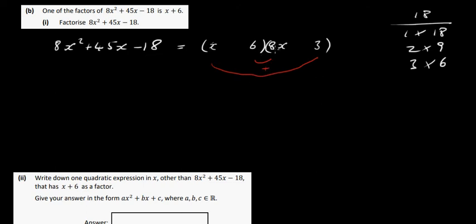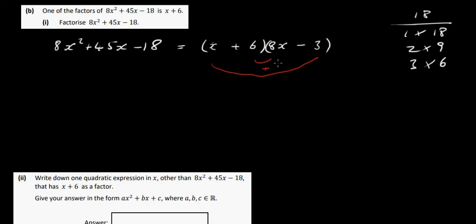So 6 eighths will give me 48. 3 times 1 will give me 3. So this one here has to be plus, this one here has to be minus. So let's just run through the checks here. x times 8x will give me 8x squared. Plus 6 times minus 3 will give me the minus 18.